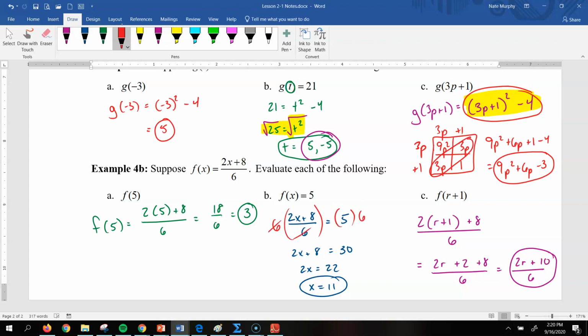So that would leave us with 2x plus 8 on the left. And 5 times 6 is 30. So don't forget about that piece. 5 times 6 is 30. So then I would just solve this two-step equation by subtracting 8 to get 22. Divide by 2, and you get your answer there of 11.